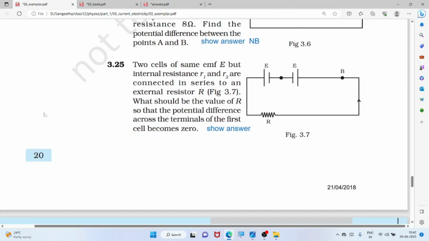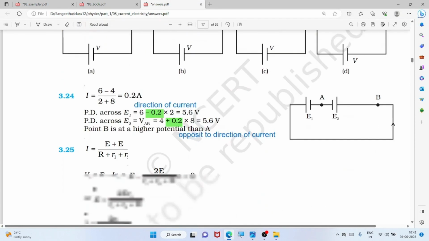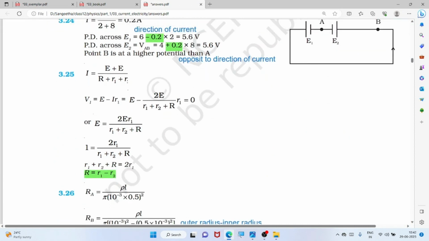Two cells of the same E but different internal resistances are connected in series, and the external resistance is connected. What should be the value of it? Okay, so answer 3.25. Same battery. This is the resistance and these are the internal resistances. This is I. Okay, so now you can go through these things.